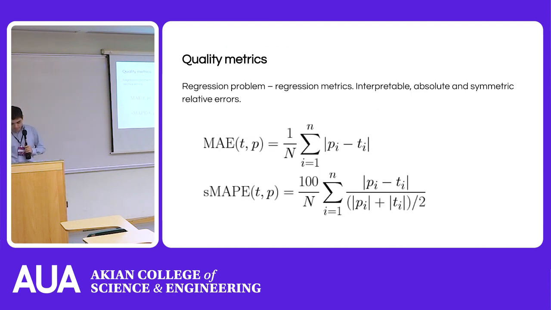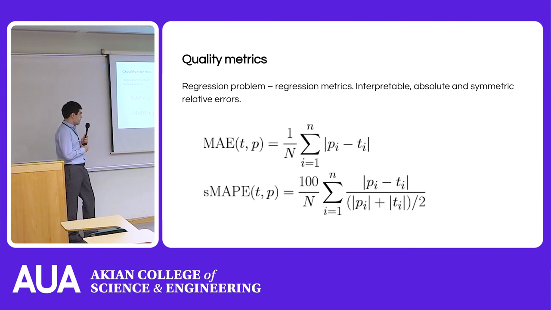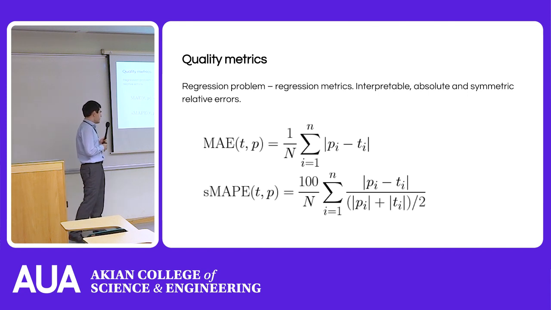Since our main dataset has real-valued target variables, we solve a regression problem, and to evaluate the quality of the automatic grader, we choose the following metrics. The first one is well known: mean absolute error, which measures the absolute error for each prediction and averages them. The second one is symmetric MAPE, which in short is a symmetric version of the standard MAPE.